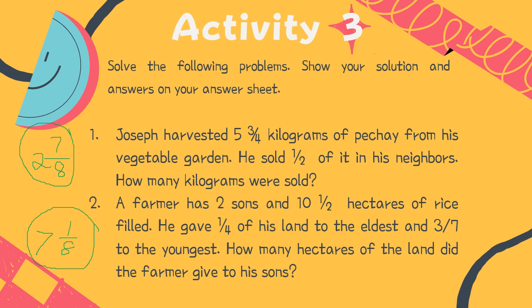You can multiply 1/4 by 10 1/2. Next, you can multiply 3/7 by 10 1/2, then add the products. Another way is to add 1/4 and 3/7, then multiply the answer by 10 1/2. Still, you will get 7 1/8.